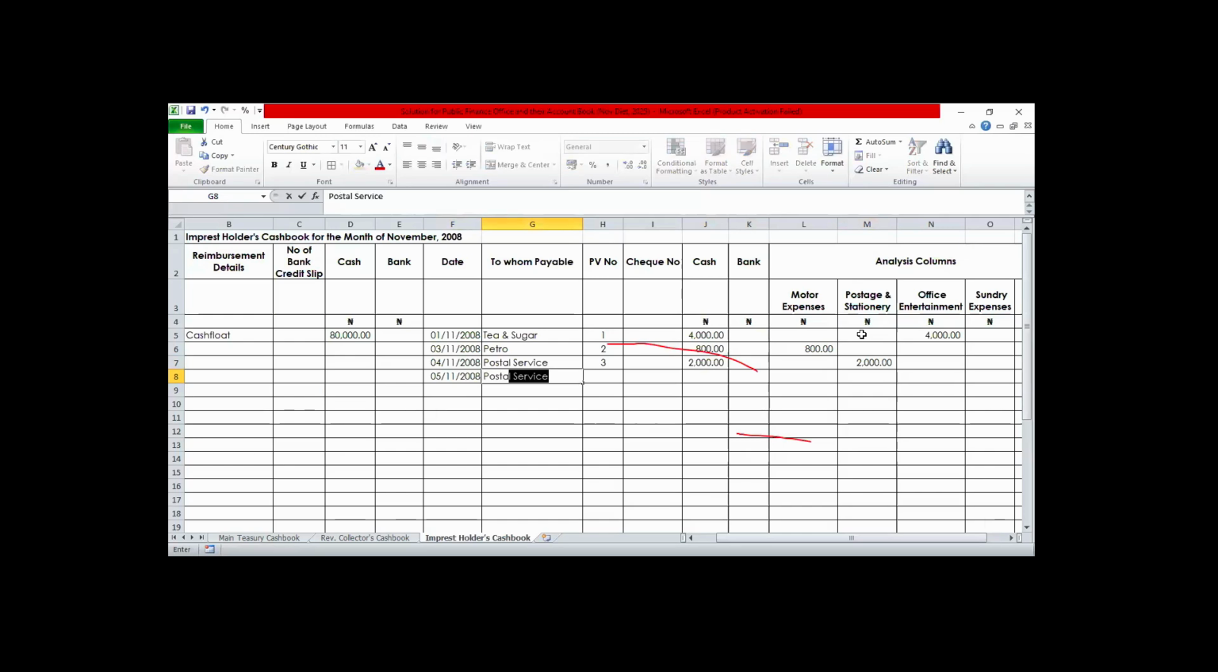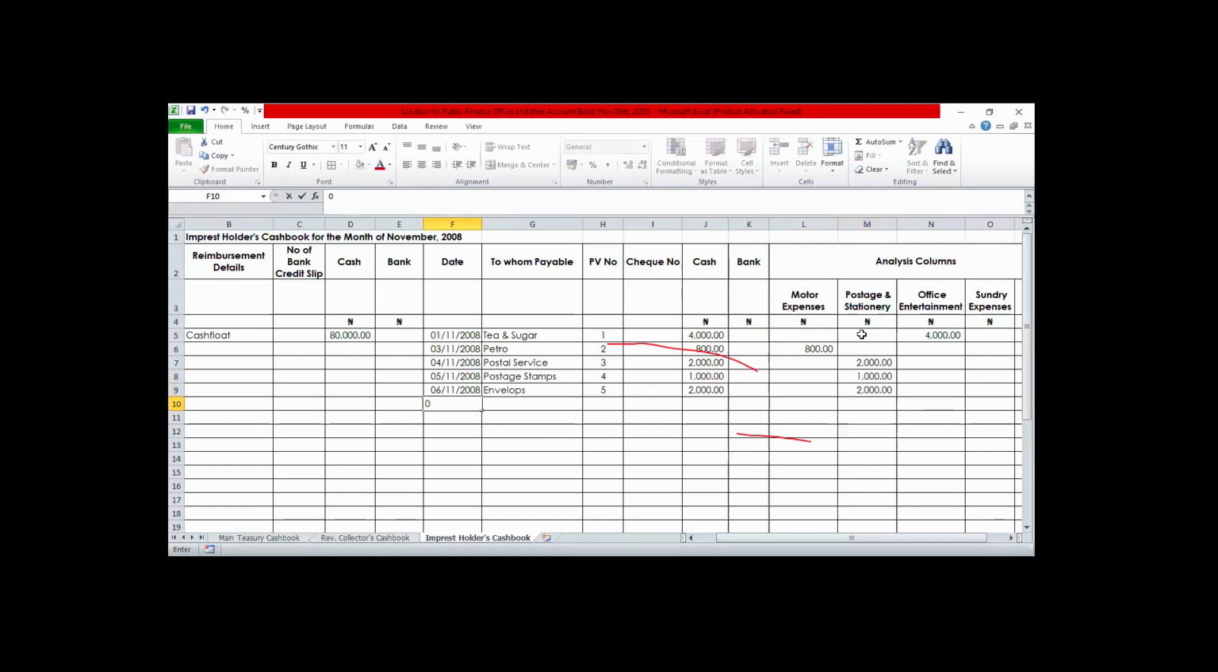Postage stamp, that's for 1,000 naira, abi? Put it under postage. What else again? November 6, envelope, 2,000 naira under postage and stationery. Envelopes, 2,000 naira, abi? Stationery. Okay. The next one.